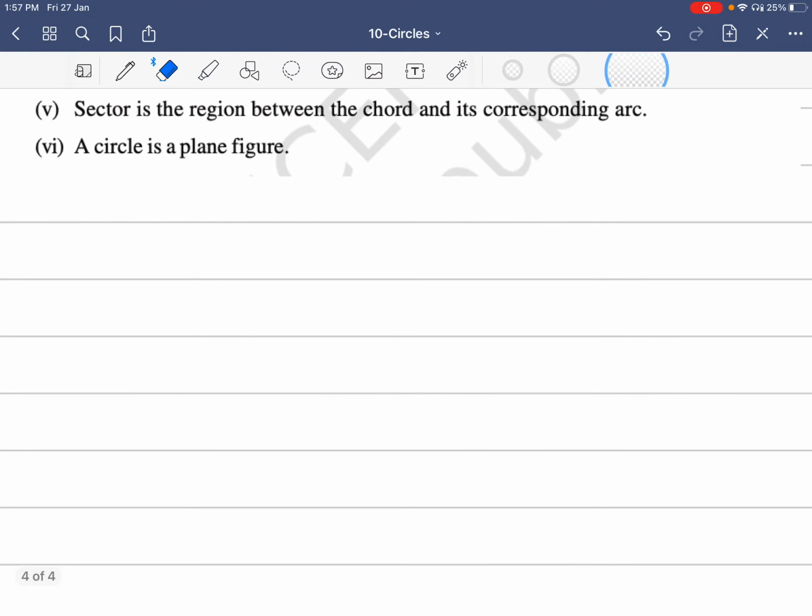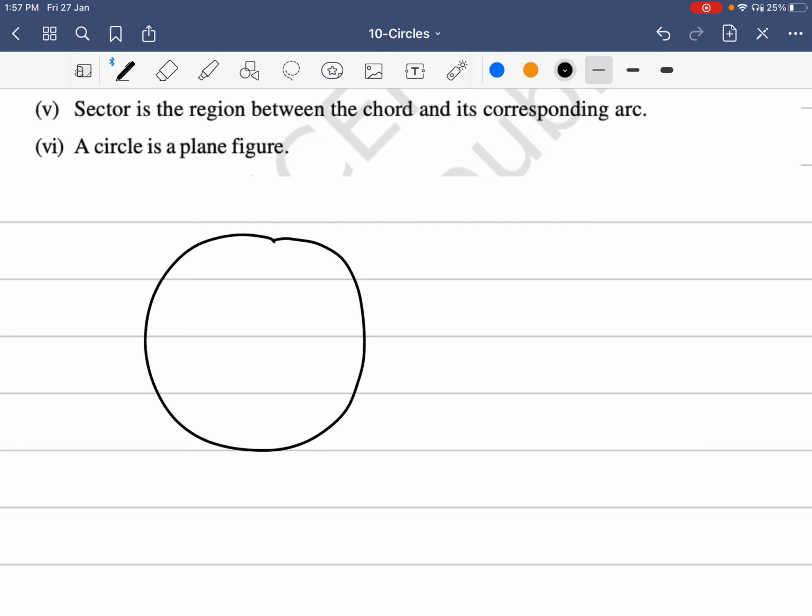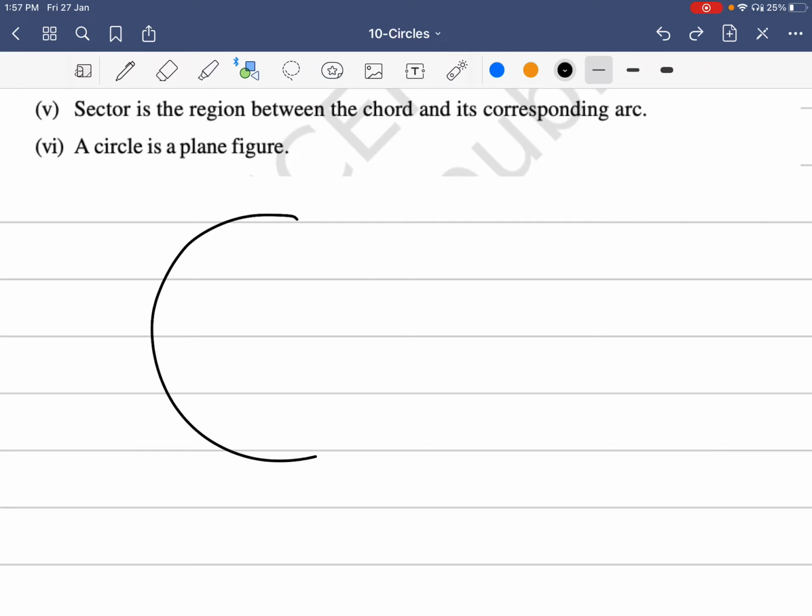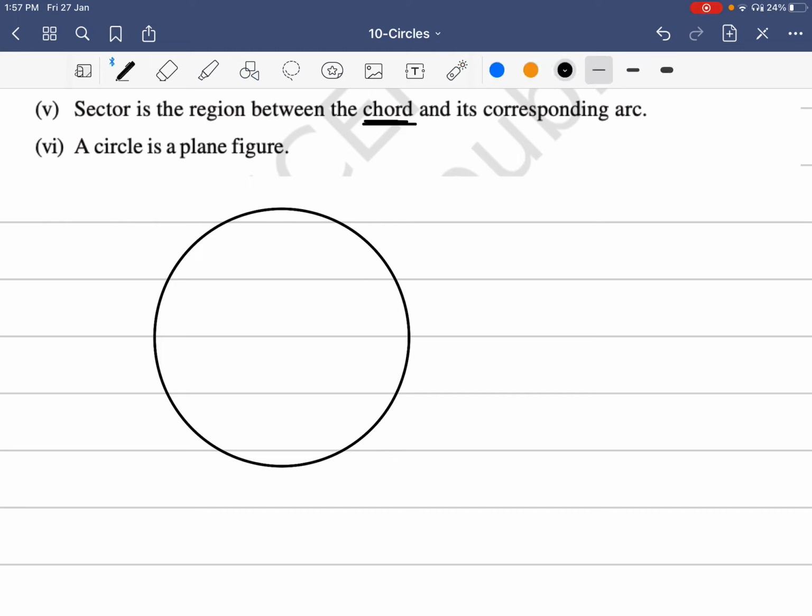Now, statement number 5. Sector is a region between the chord and its corresponding arc. So let's try to visualize this. First of all, let's draw a circle. Now we need a chord. What is a chord? A chord is a line segment which connects any 2 points of the circle. So this is my chord. I have connected them.